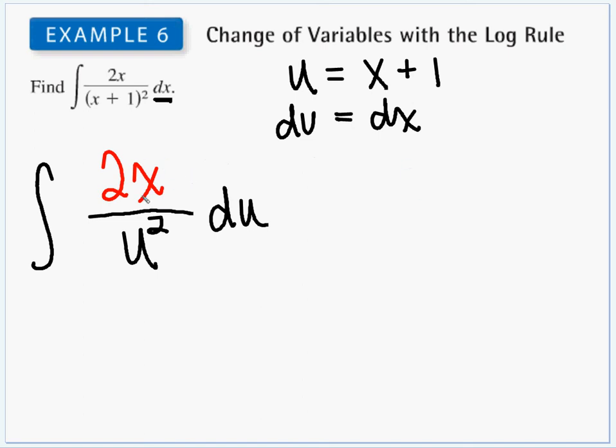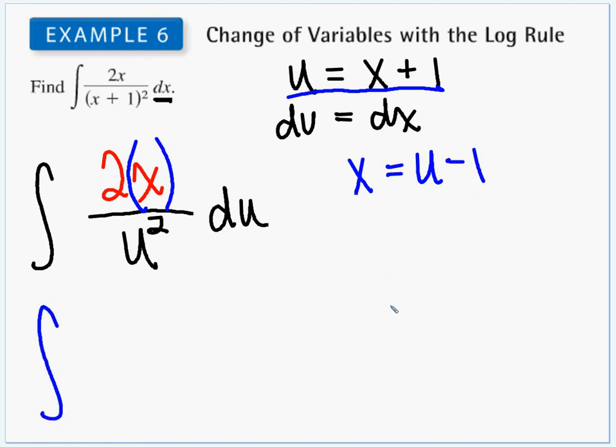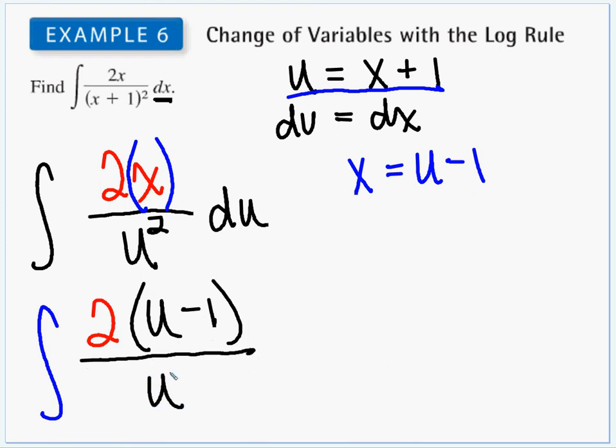We need to define x in terms of u, and we already did that right here. So if we go back here and solve for x, we're going to get x equals u minus 1. So I'm going to put a set of blue parentheses around this x, and we're going to take that x out and replace it with u minus 1. So I'll keep the 2 in red ink, and now that x is out, that's u minus 1. And we have a u squared downstairs in the denominator. And then there's our du.